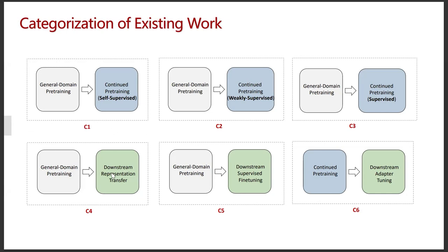The second type of work is about the downstream adaptation. So there are three types of work. The first one is, given a pre-trained model, how can we transform the representations, especially the multimodal item representations. The second one is, given a pre-trained model, how can we supervise fine-tuning the model in a downstream task. The last one is, if we have already trained a model in our virtual domain, how can we especially fine-tune it in a special task.